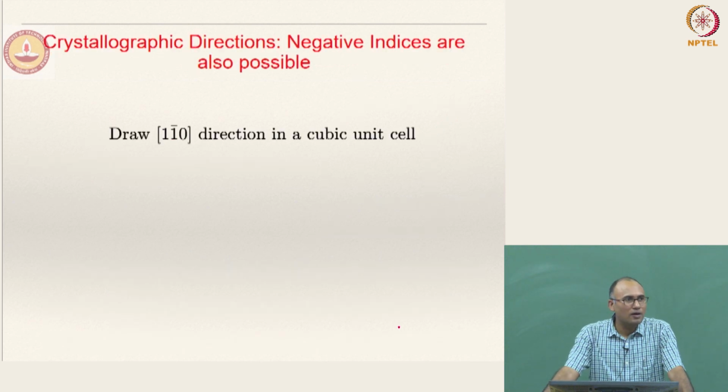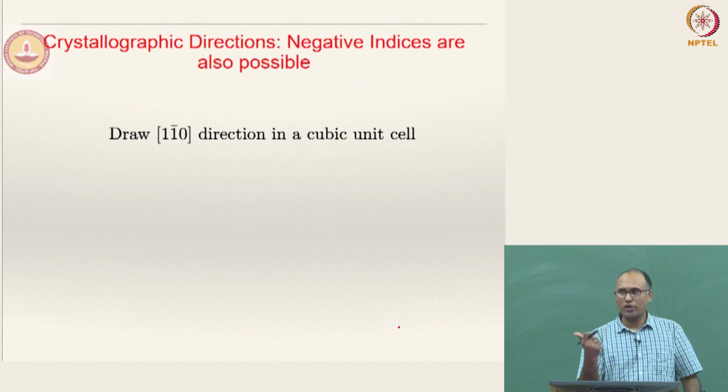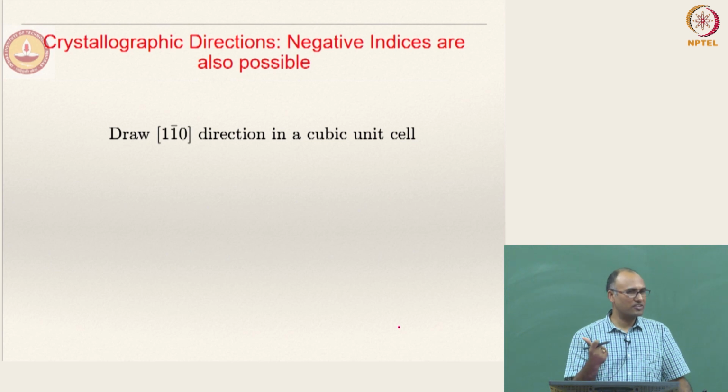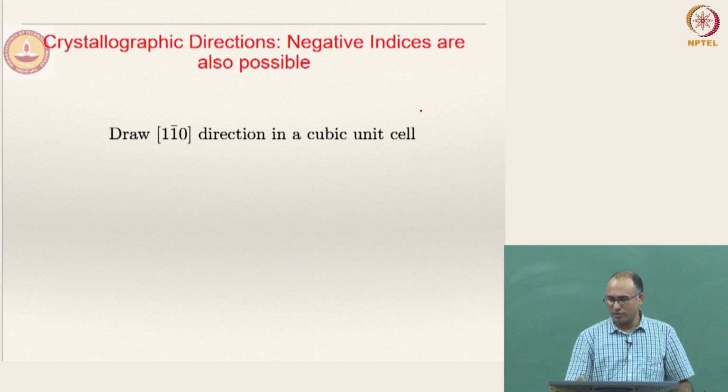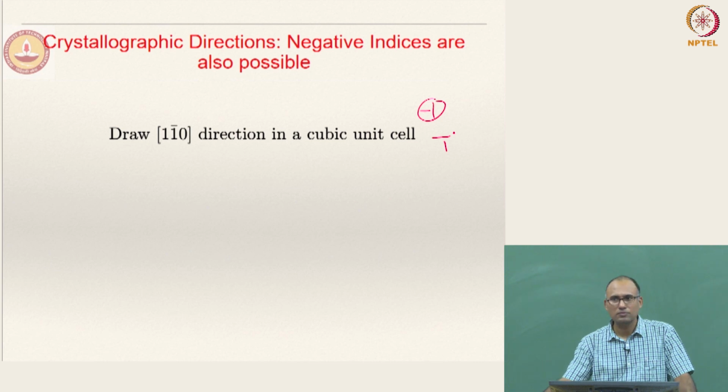Now, what is this direction? 1, 1 bar, 0. So always we said positive directions, but you can also have negative direction, right? So you don't write -1 when you are talking about crystallographic directions. The -1 is represented as 1 bar. Okay.